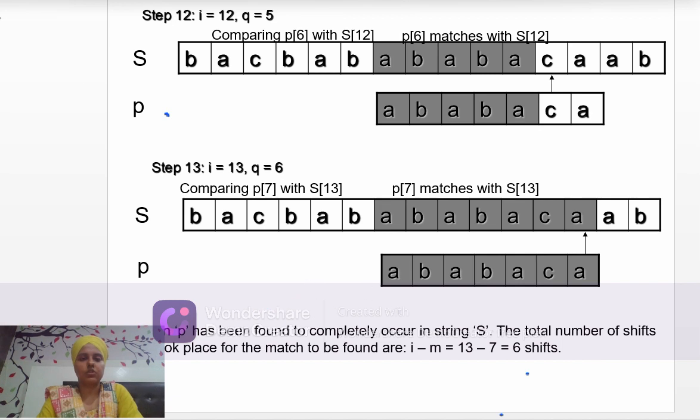So here the pattern P occurs in string S. How many shifts took place for that? So I is 13. The iteration number is 13 and the length of the pattern is 7. So 13 minus 7, how many shifts required? 6 shifts.